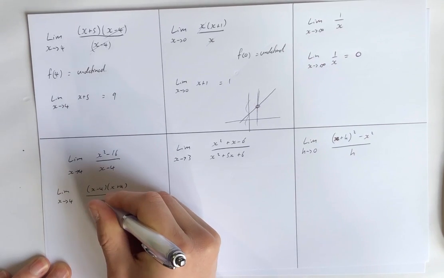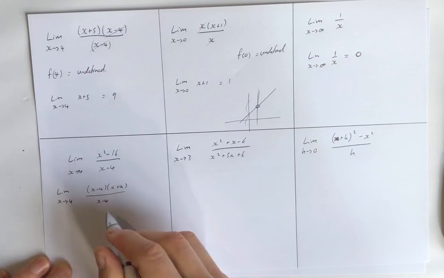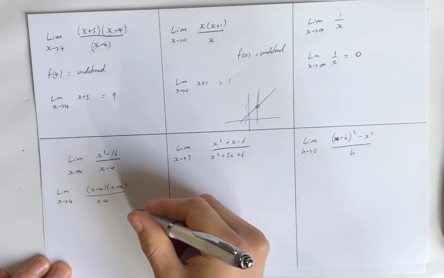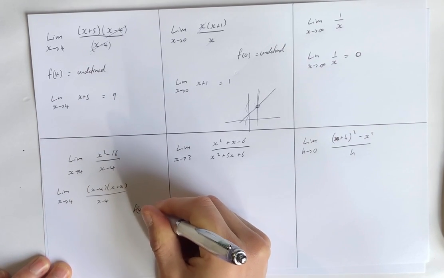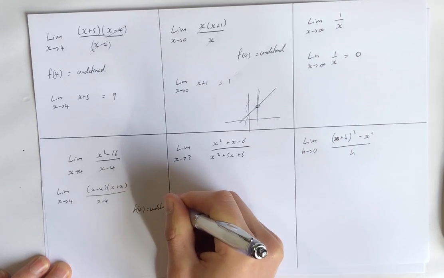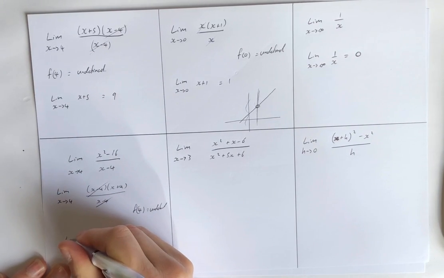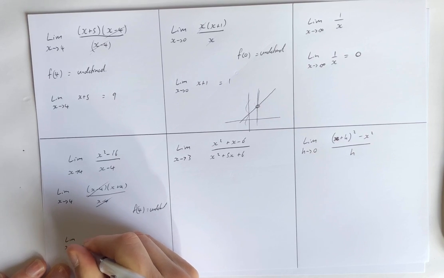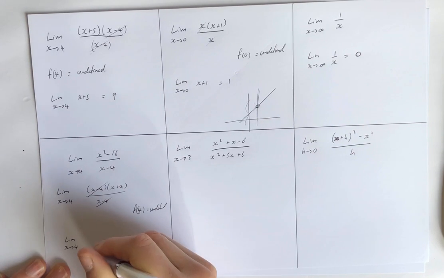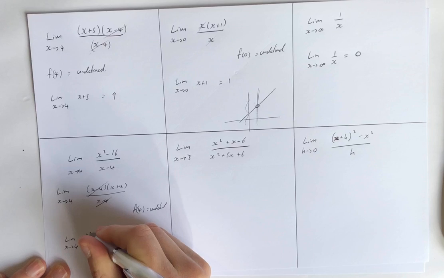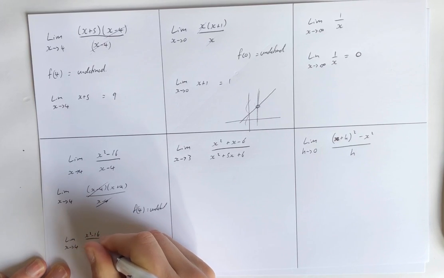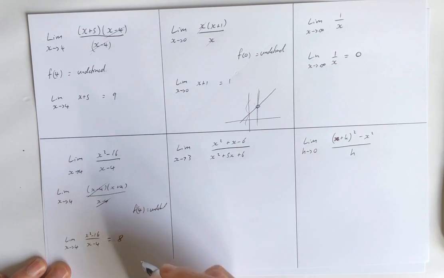And that is x minus 4 on the bottom. So x can't be 4 because then you divide by 0. So f of 4 is undefined. So we can cancel that and then we'd get closer to 8. So the limit as x goes to 4 of this function, x squared minus 16 over x minus 4, is equal to 8.